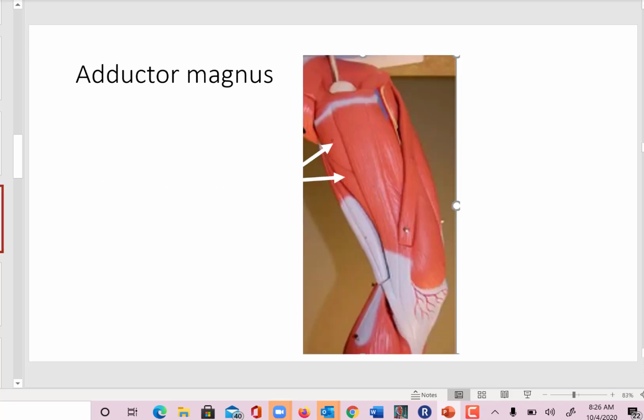Our next adductor muscle has two origins, and it's called the adductor magnus. Because of these two origins, it actually looks like it's two separate muscles. But they are both the adductor magnus. One origin is the pubis. Another origin is the ischium. It inserts on the linea aspera, and it also adducts, flexes, and medially rotates the thigh.